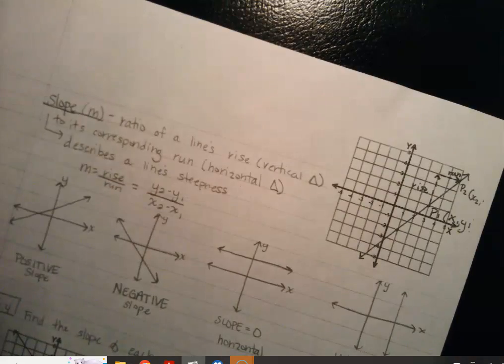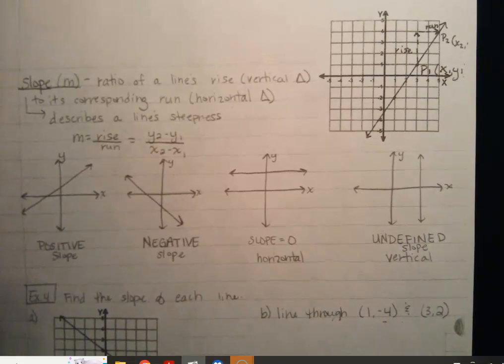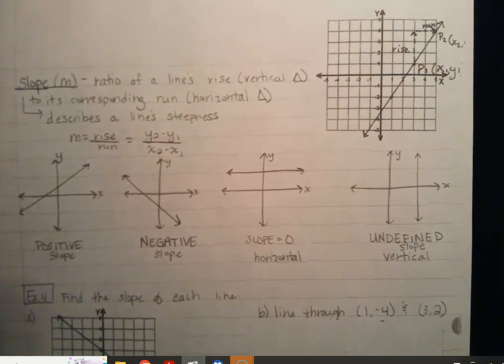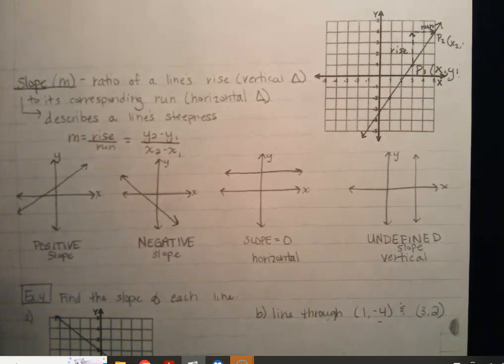Okay, so slope is the ratio of a line's rise, so the vertical change, to its corresponding run or its horizontal change. You'll see me use that delta or triangle for change a lot. Okay, so slope describes a line's steepness.